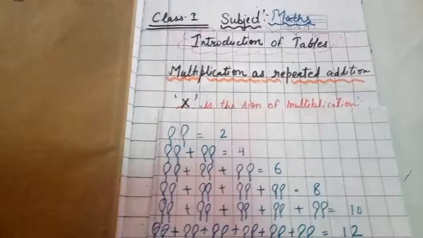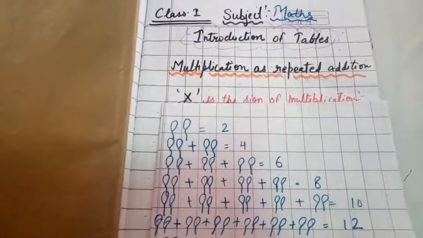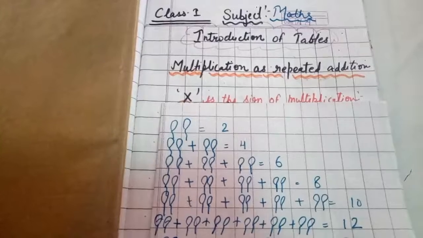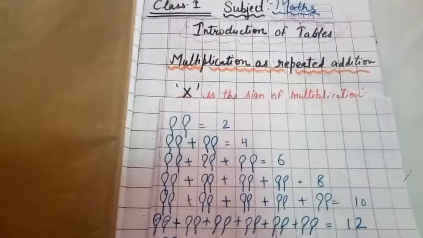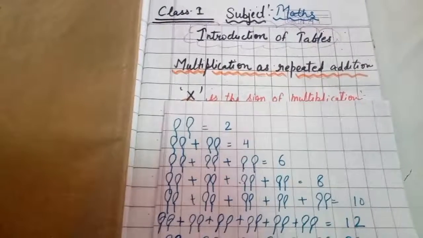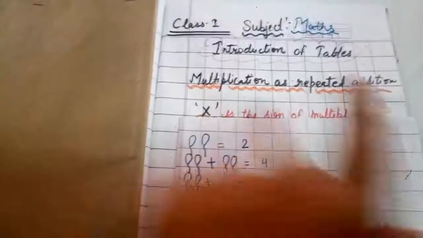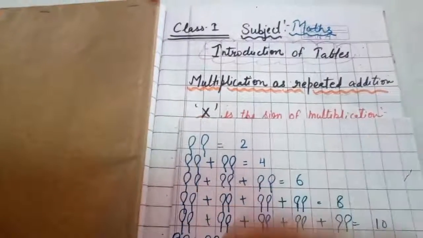Student, in the first class we introduced the table with repeated addition. With the help of repeated addition, we'll find out the tables. So let's begin. First I'll tell you, this is the symbol of multiplication. Class, this is the symbol of multiplication. And now we are going to find out the first table of 2 with the help of repeated addition.